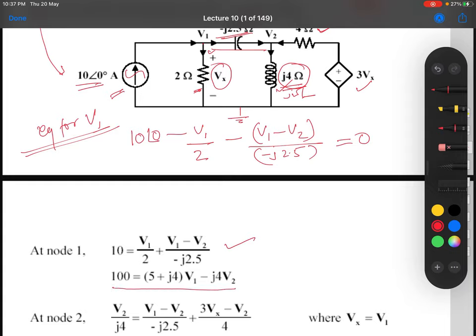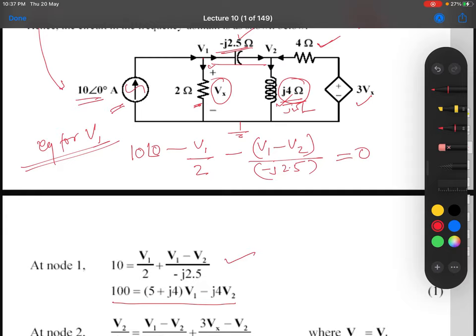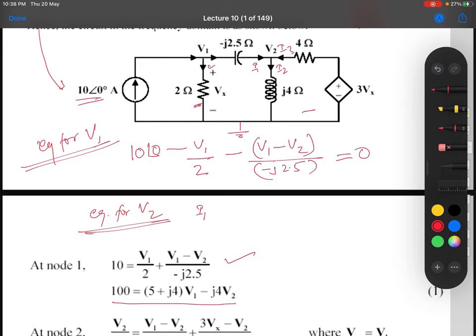Then this is basically mathematical manipulation of that. You can do it the way you like. So this is the equation for node 1. Similarly, what would be the equation for node 2? So for node 2, I'll go more basic for those who don't remember exactly. In this case, if I call this I1, I2, I3, then I1 is going into the node, I1 plus I3 minus I2 equal to 0. And I1 is basically (V1 minus V2) upon j2.5, plus I3.